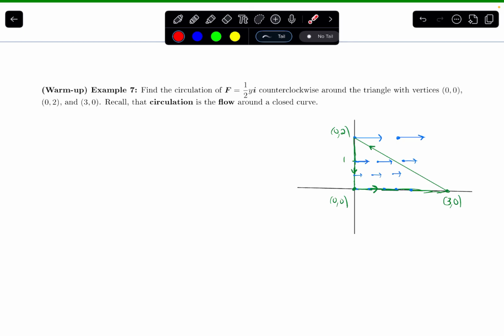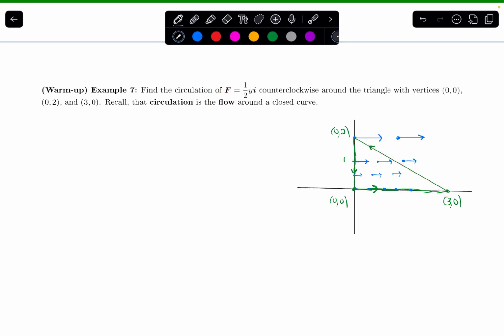So remember that what flow means is, as I'm traveling along my curve, it's the degree to which the direction of the curve aligns with the direction of the vector field arrows. So on this portion of the curve, I'm traveling in a direction that's generally against the direction of the vector field arrows. It's against the grain. So I'd expect the flow on that portion to be negative. The term circulation just means I'm calculating flow, but around a closed curve. So a curve that starts and ends at the same spot.